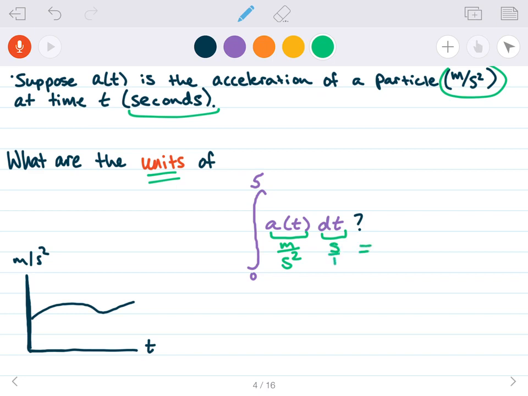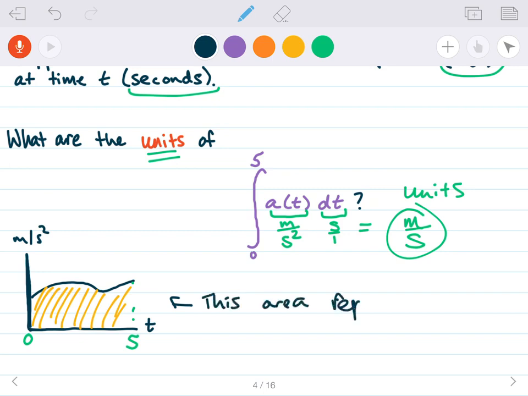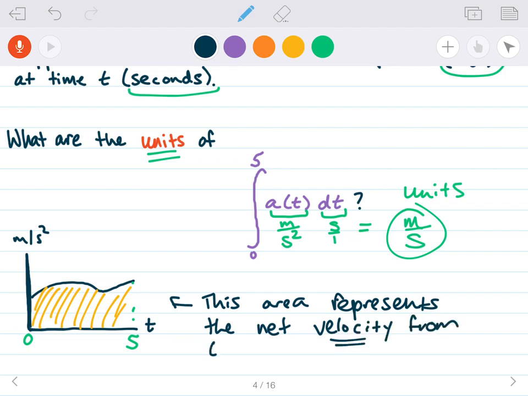Now if we multiply straight across, this is going to give me meters per second. So these are my units here. And notice we have distance over time, so that's going to be velocity that we're finding. And again, we can look at this the same way. We're starting from t equals 0 seconds to t equals 5 seconds, and this area under the acceleration curve, so this area represents the net velocity from t equals 0 seconds to t equals 5 seconds. Okay?